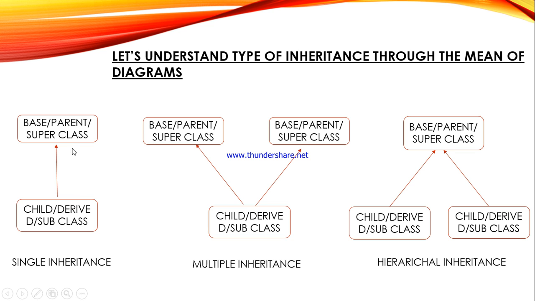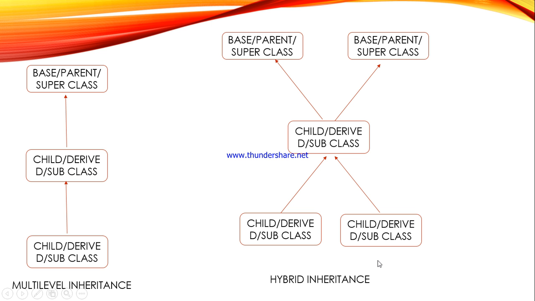Single inheritance: only one base class inherited by one child class is known as single inheritance. One child inheriting 2 base classes is known as multiple. 2 children inheriting the same parent class is known as hierarchical inheritance. Next, this is multi-level inheritance, where a child class itself is a base for another class. And hybrid is a combination of 2 or more inheritances. Like you can see, the upper part is hierarchical and the lower part is multiple inheritance.